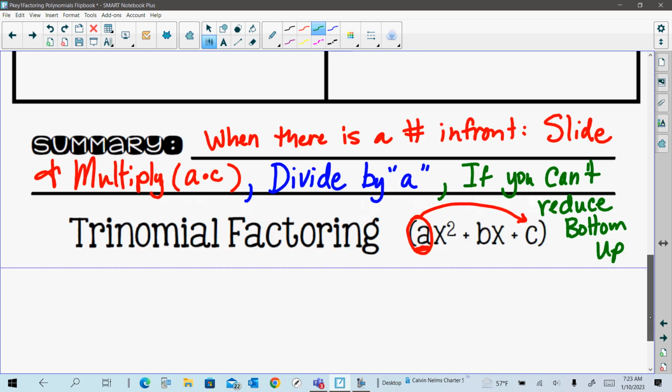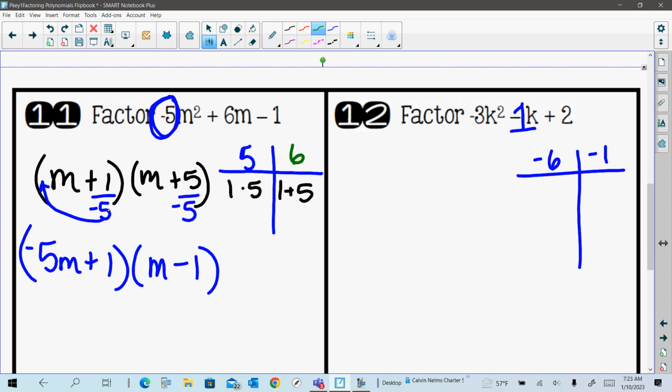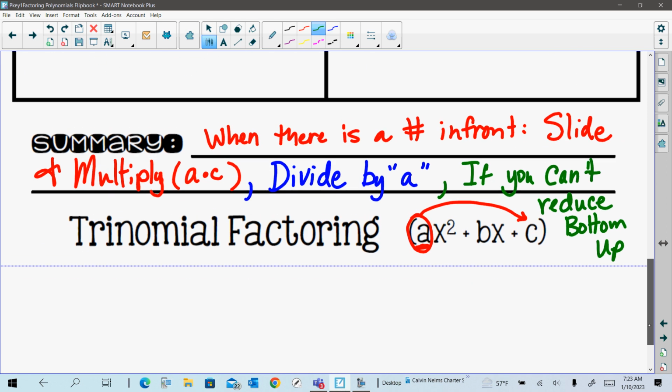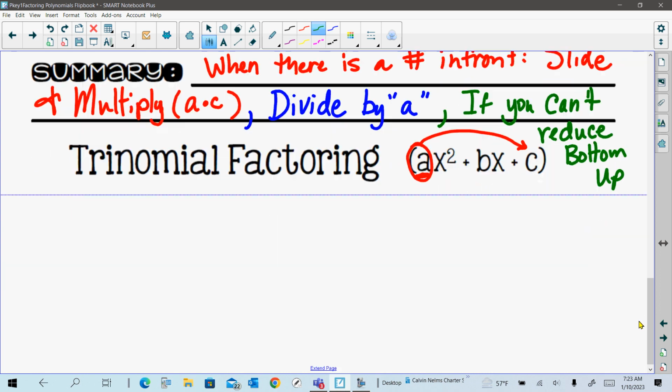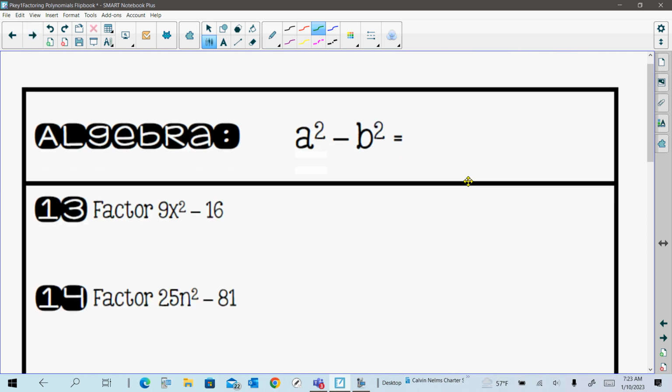So when I'm referring to bottom up, it was right here. So like this number, -5, can go into 1. That's why it went up to the front. Okay. All right, so let's go to the next tab, which is our special cases. So we're on number 13.